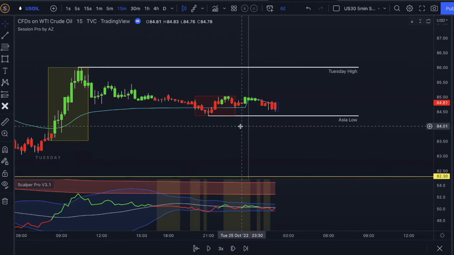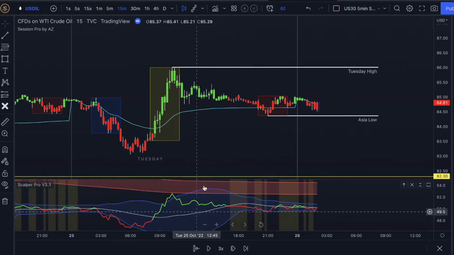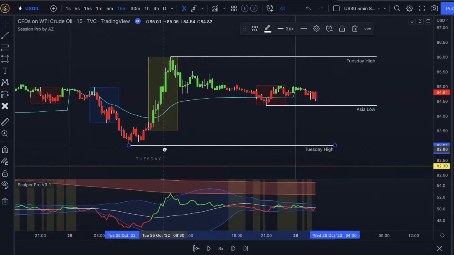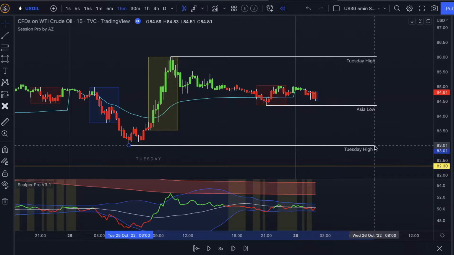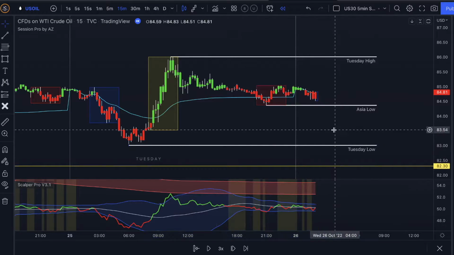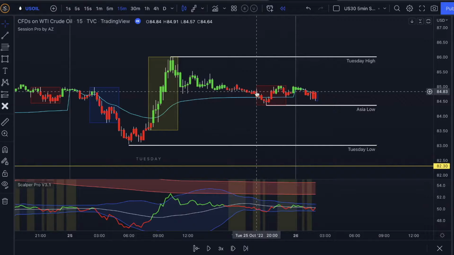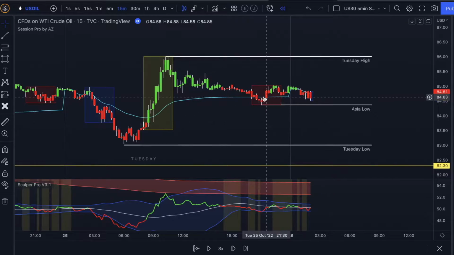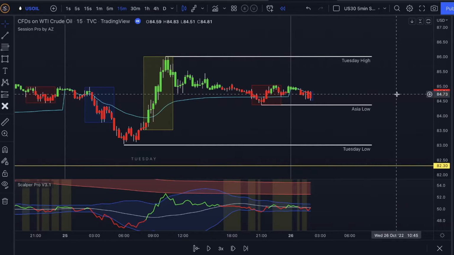So we have Tuesday's high and Tuesday's low right here. Let's copy this. And this is going to be Tuesday's low. And this is the current trading range we are trading within. So within this range, during the early Asian session here, 8 till 11 p.m. New York local time, we created a low and a high during this session.